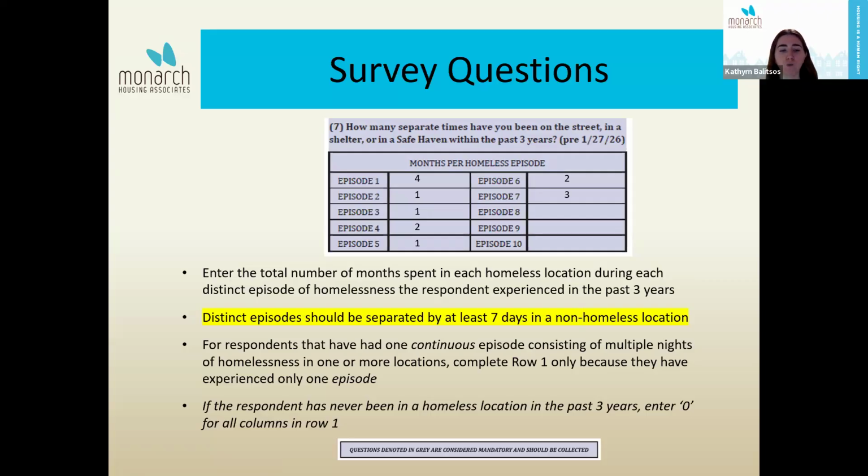So let's say they were staying with a friend for 2 weeks. That is now a break in their homelessness. So now it should be a separate episode of homelessness.